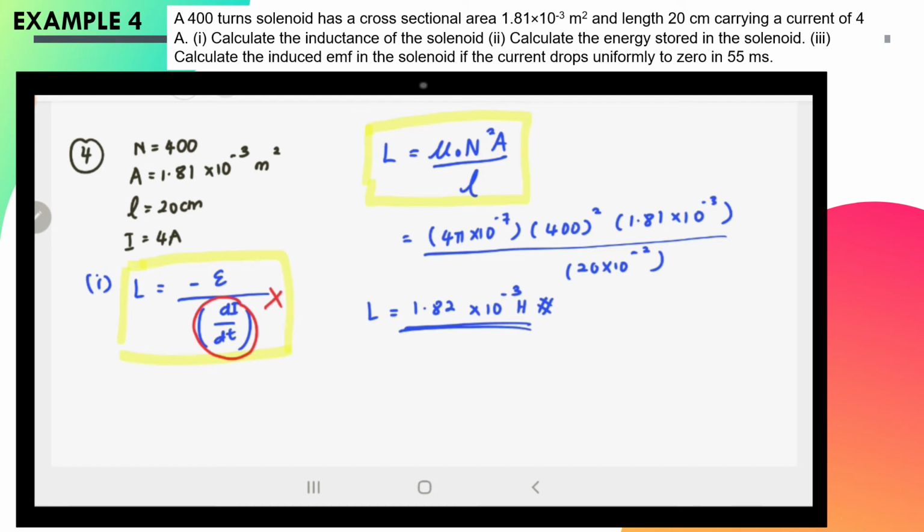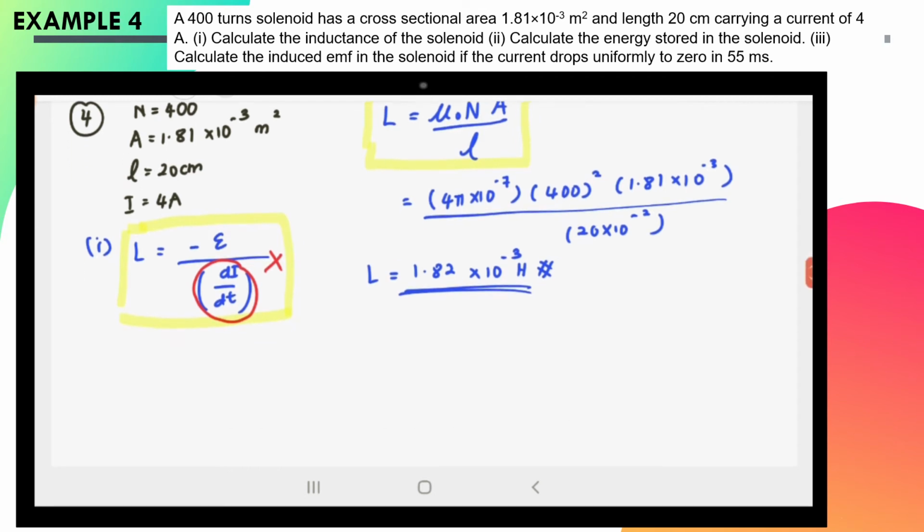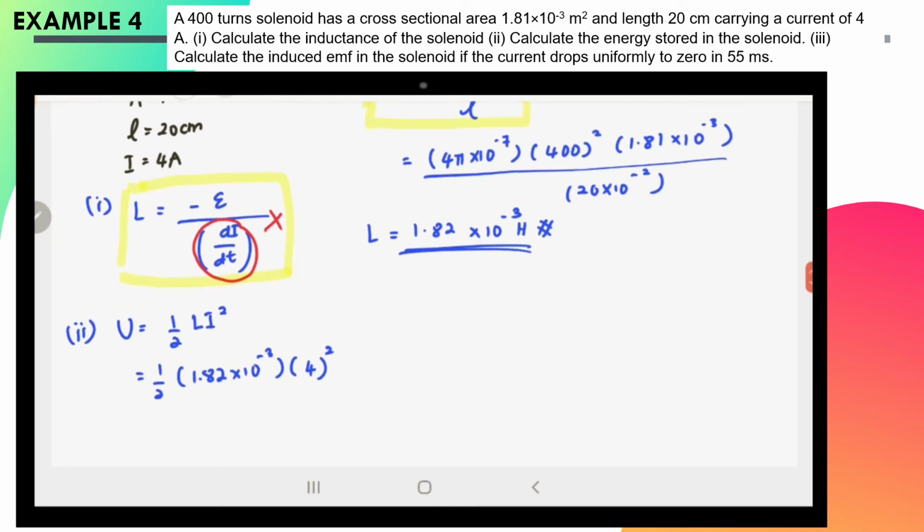So number 2, calculate the energy stored in the solenoid. U is equal to half L I squared, where L is 1.82 exponent negative 3, and I, the current flow in the solenoid, is 4 ampere. Don't forget I squared. So U is equal to, what do you get? U is equal to 1.5 exponent negative 2 joule. So this is the answer.